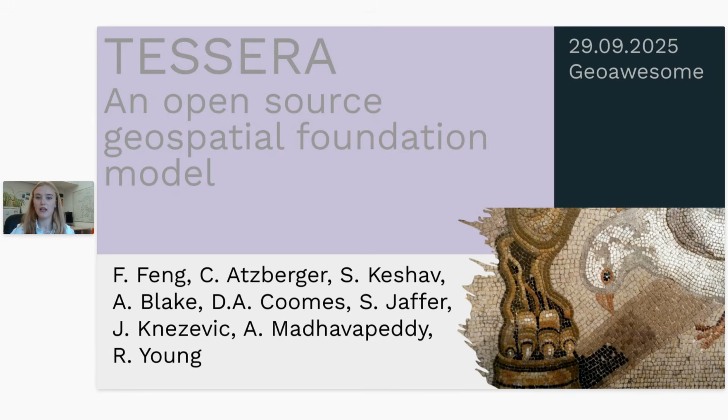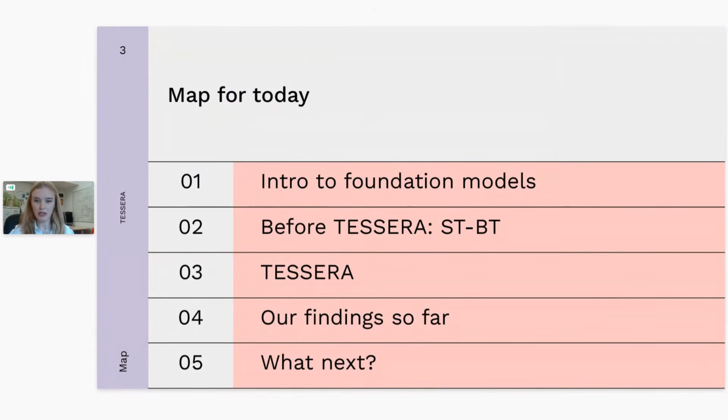So to give you a quick map for today, I will first be giving an introduction to foundation models broadly to make sure that we're on the same page. Second, I'll be presenting what came before Tessera, which is Spectral Temporal Barlow Twins, and was also my early PhD work. I'll then talk about Tessera, how it differs. I'll finish with our findings so far, although most of that is available on our arXiv paper, and I'll finally conclude with what's next and then pass over to Daniel.